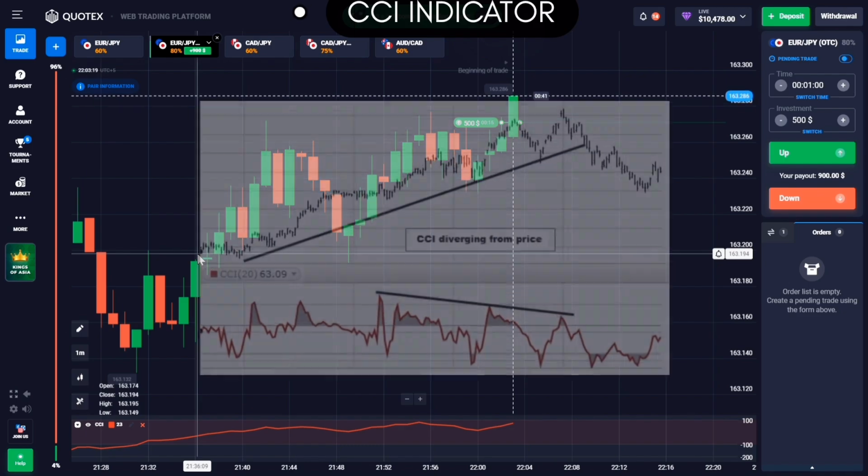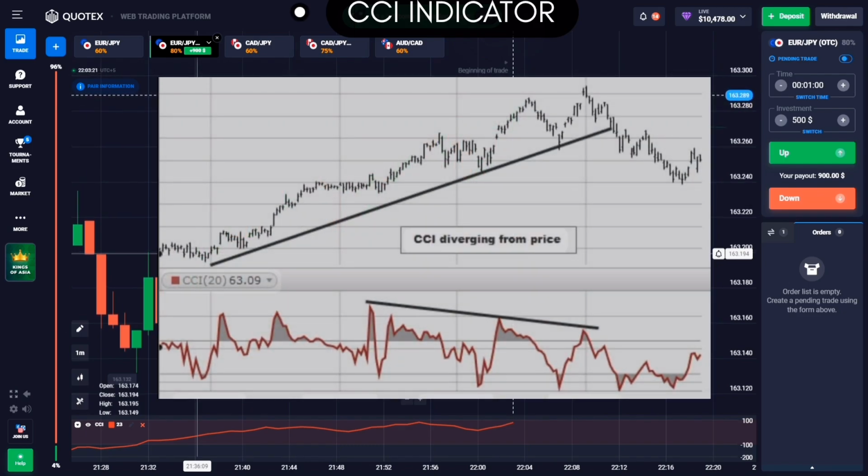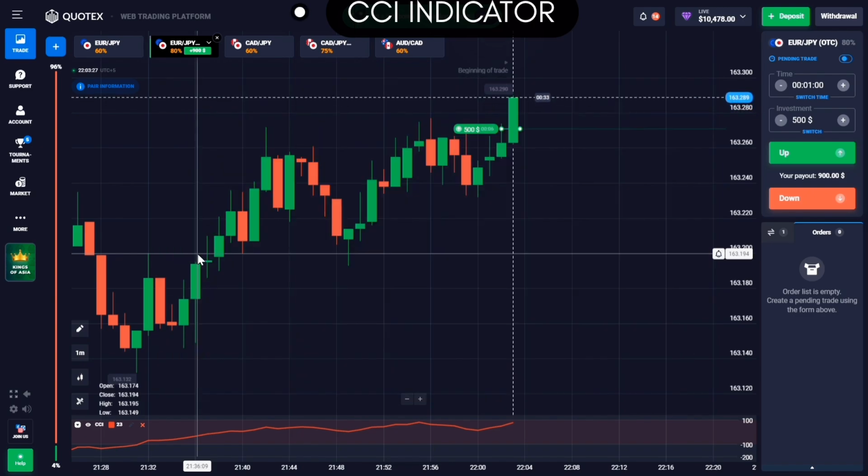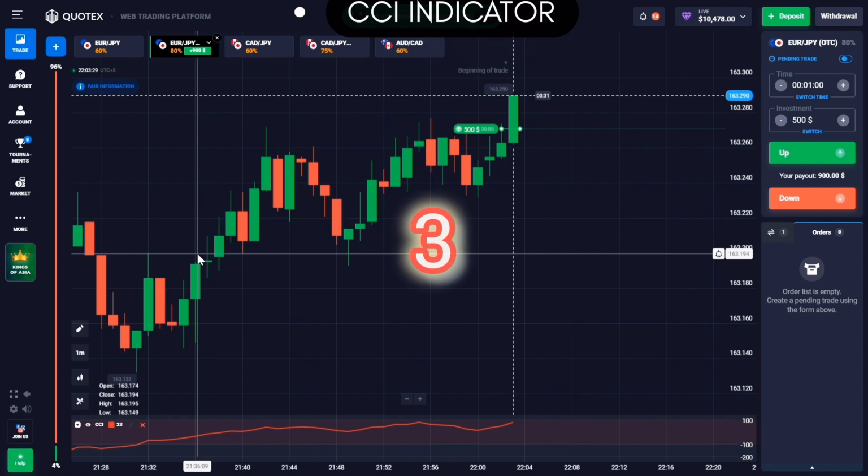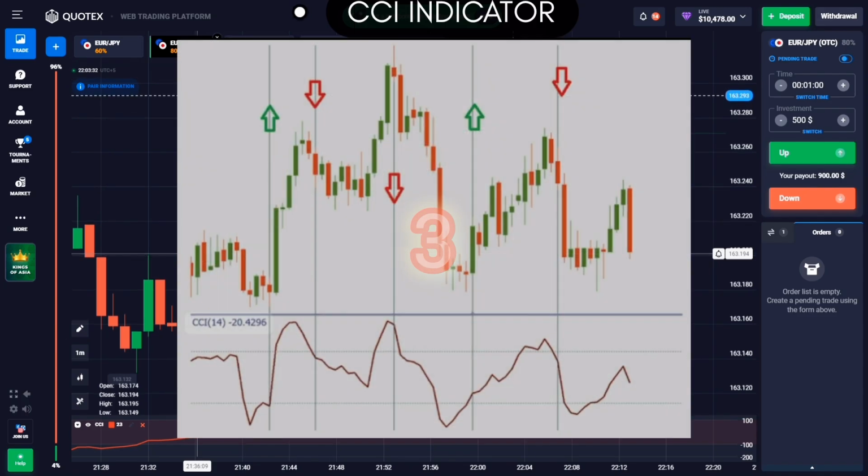2. Spot reversals. Use the CCI indicator to spot potential reversals by looking for divergences between the indicator and the security's price.